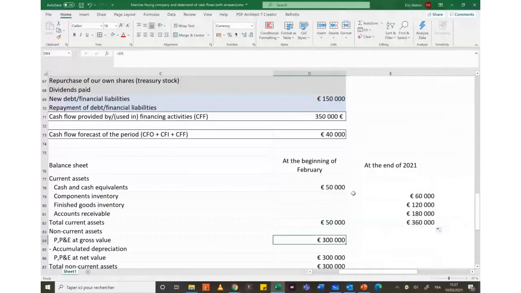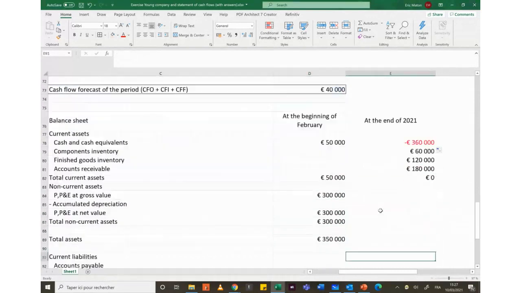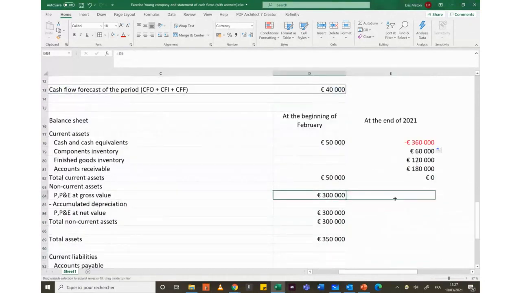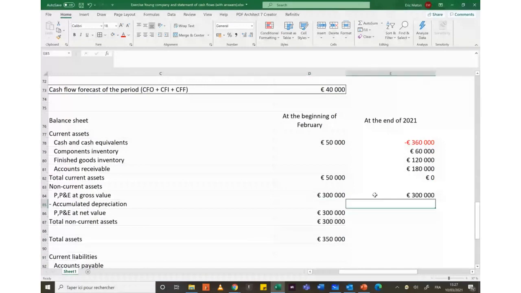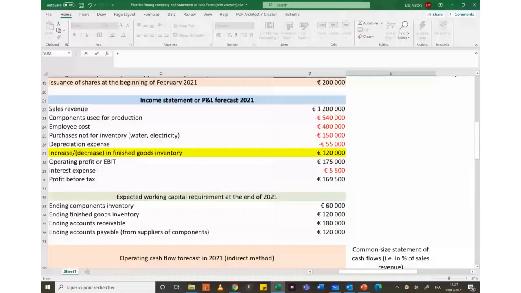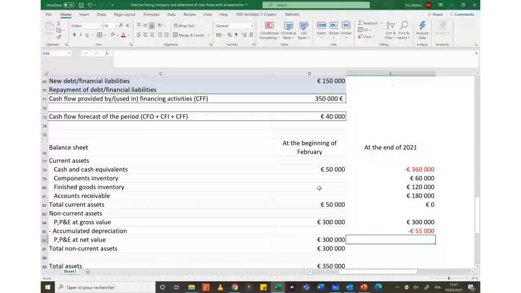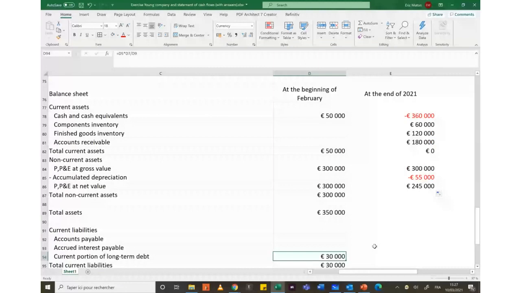The cash, I can have the cash by difference. For the property, plant, equipment, I continue with the same value. But now I have the effect of the depreciation, so I reduce the value because of the depreciation. So now at net value, it's 245. The total non-current assets is only this one. The total assets is all of this.